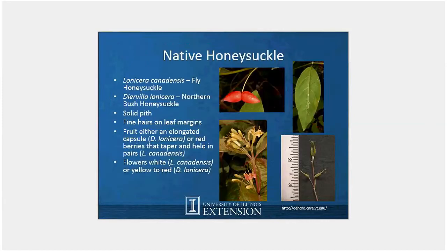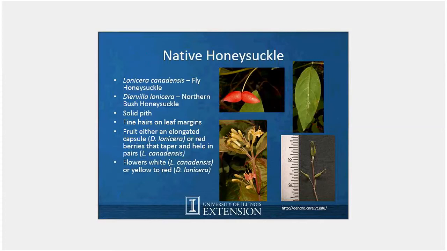Now, I wanted to make sure to share with you, we already talked about the difference between the pith on the invasive honeysuckle compared to that of the native honeysuckle. We know that there is a solid pith in native honeysuckle, and then there's a hole within the invasive ones. And so in this slide, you're going to see there are 2 native honeysuckles to the area. And we have fly honeysuckle and northern bush honeysuckle, and they have the solid pith.